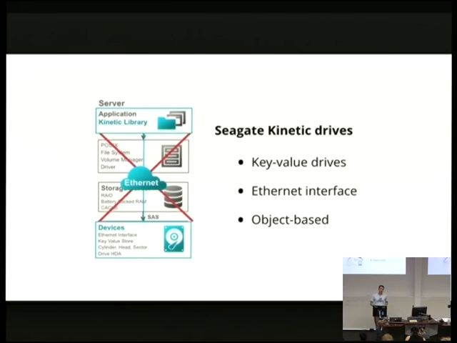Seagate's new technology, called Kinetic drive, is a network-attached drive that does not have a block interface. It has an Ethernet interface and uses a key-value API. So you don't put a file system on it. You just say, here's a key, put this value on it, and the firmware for the drive itself figures out the on-disk layout and things like that.